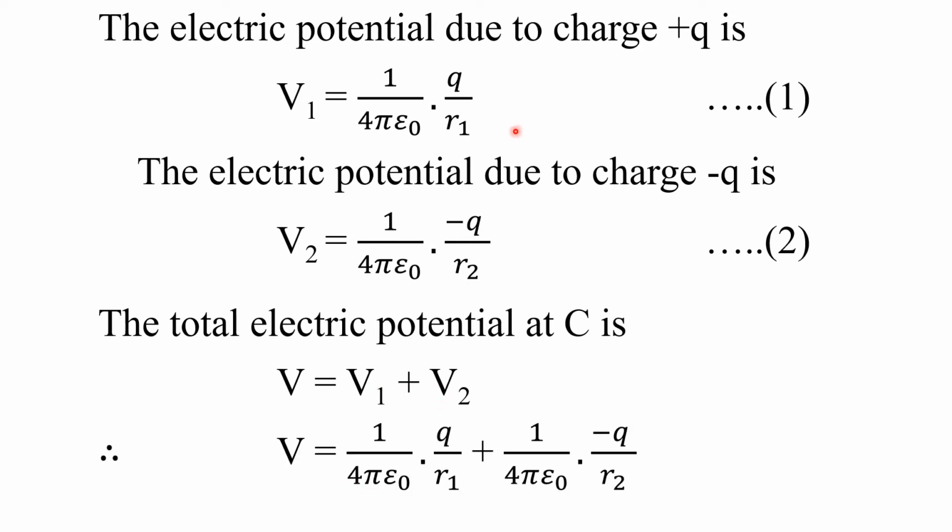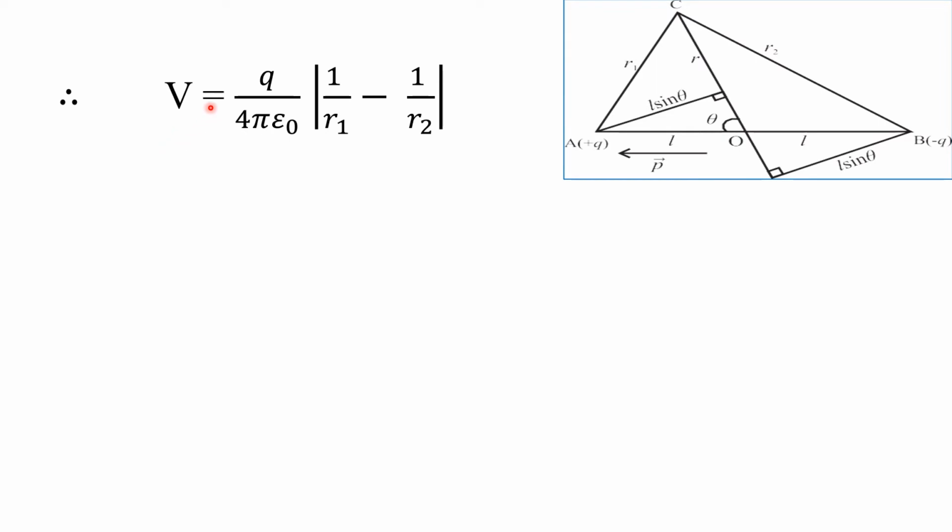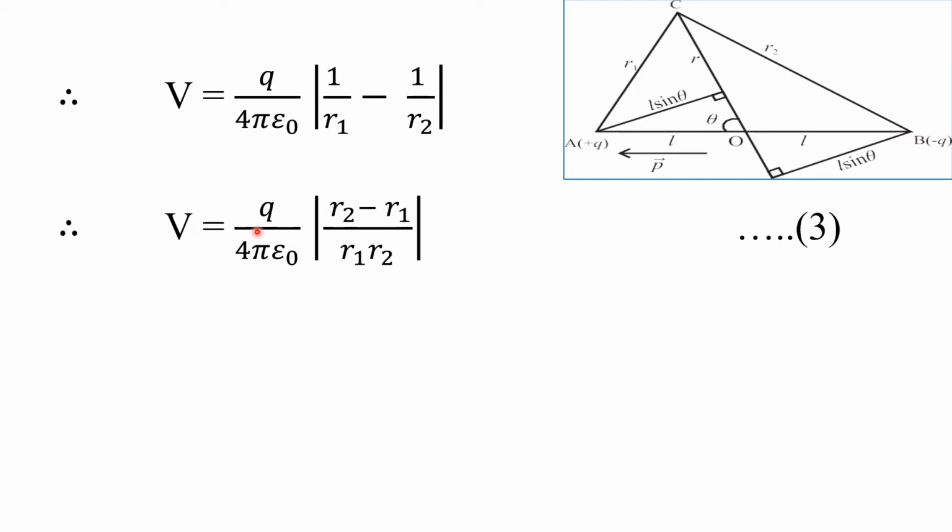As we know the values of V1 and V2 from equations 1 and 2, adding these two equations we get V is equal to Q upon 4 pi epsilon 0 common, into bracket 1 upon R1 minus 1 upon R2. Cross multiplying, V is equal to Q upon 4 pi epsilon 0 bracket R2 minus R1 upon R1 R2, equation number 3.